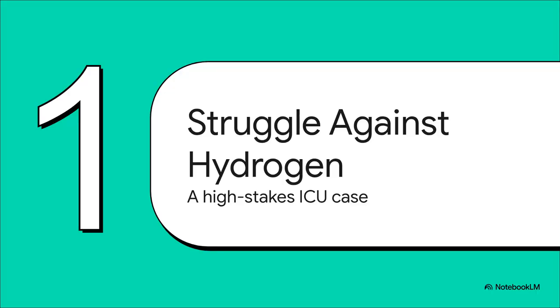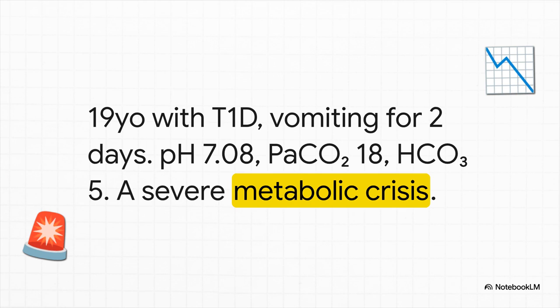All right, part 1, the struggle against hydrogen. To truly understand this struggle, we really need a high-stakes case to anchor our investigation. So, we'll be solving the mystery of patient C. This is a 19-year-old with type 1 diabetes who's been vomiting for 2 days straight. They present with a severely dangerous pH of 7.08. Their breathing is incredibly rapid at 32 breaths per minute, even though their oxygen saturation is totally normal on room air. To save this patient, we need to build our forensic toolkit piece by piece.